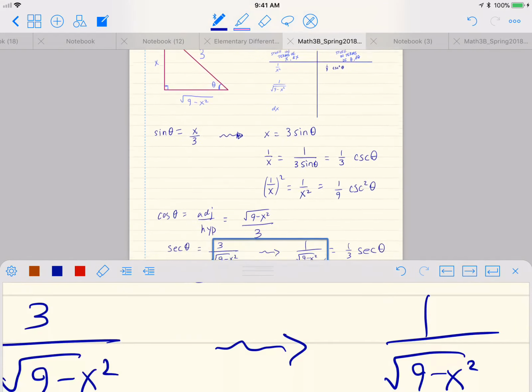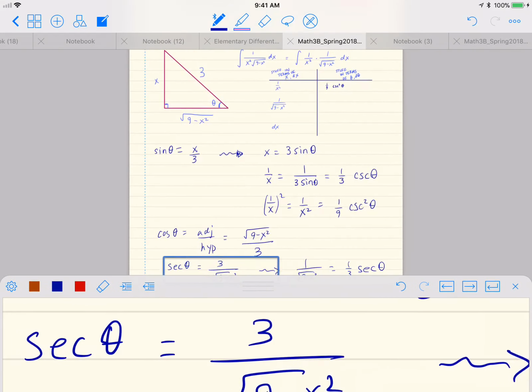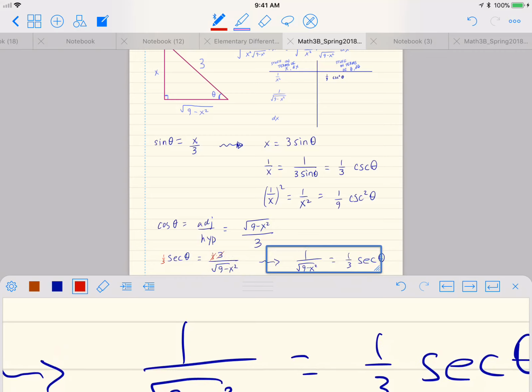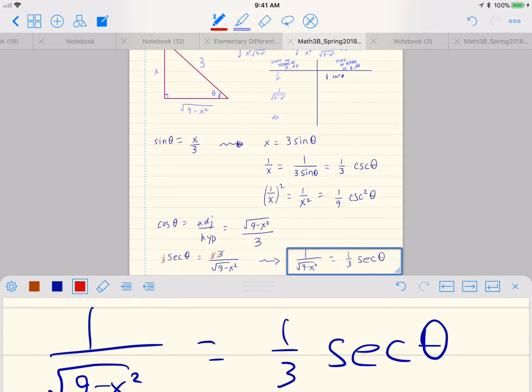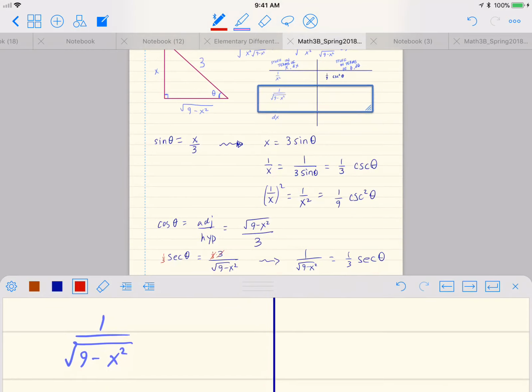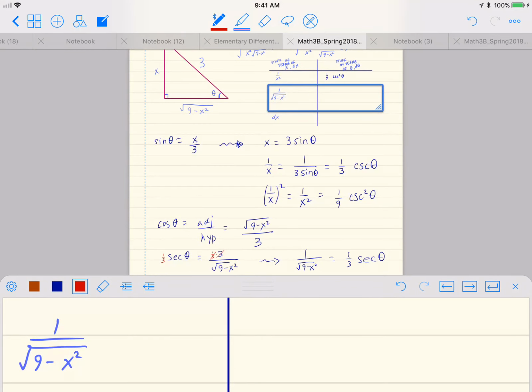Here I divided both sides, or multiplied both sides, by 1/3. You can look at it like that. The 3 and the 1/3 cancel each other out. So I get 1 over the square root of 9 minus x squared is equal to 1/3 secant theta. So I can put that in my little chart here: 1 over the square root of 9 minus x squared is 1/3 secant theta.